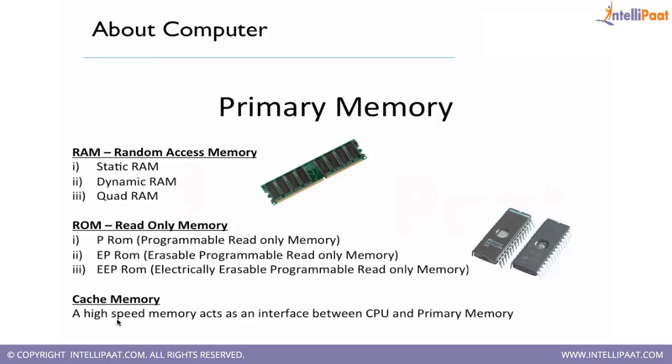Cache memory is very high speed memory and acts as an interface between the CPU and primary memory. Cache holds very frequently used data. So what the computer does is maintain some data which is more frequently used, so that it does not have to go to the primary memory to fetch the data.